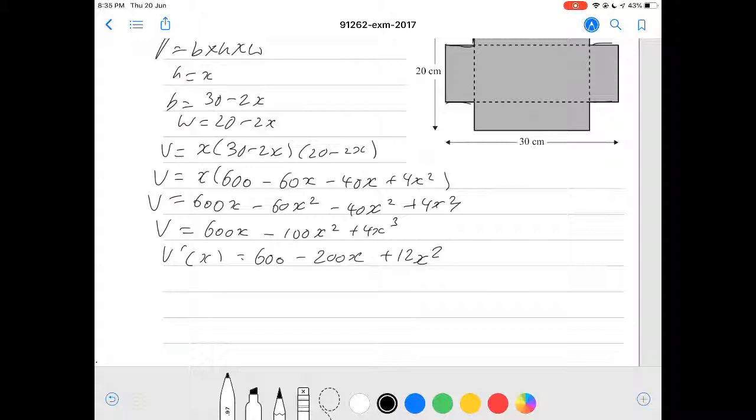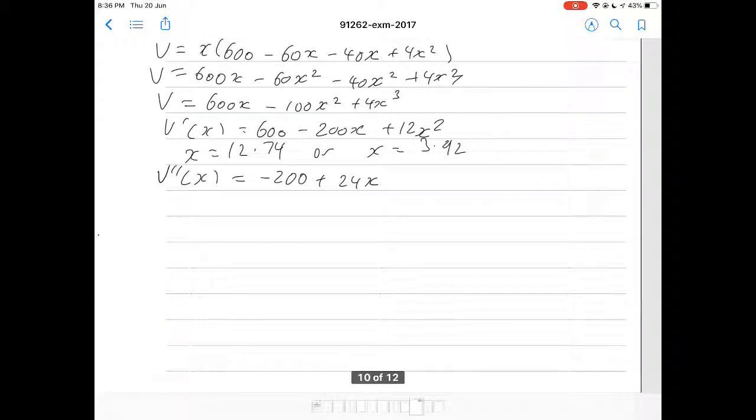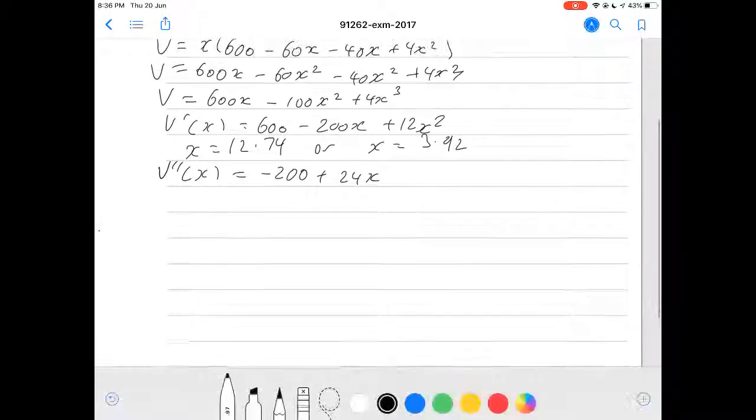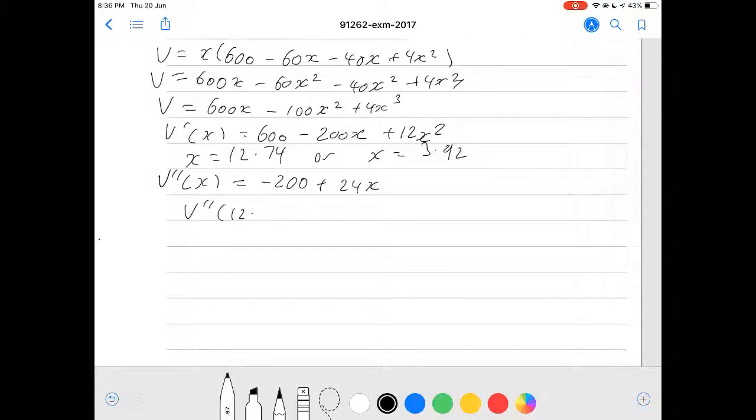So we get our x equals 12.74 or x equals 3.92. Okay, so now we're going to try to find which one is the maximum. So we're going to find v double dash of x, and that should give us negative 200 plus 24x. And we're going to see which one gives us a negative answer, okay? So we'll try 12.74 first, okay? So v double dash equals negative 200 plus 24 times 12.74.